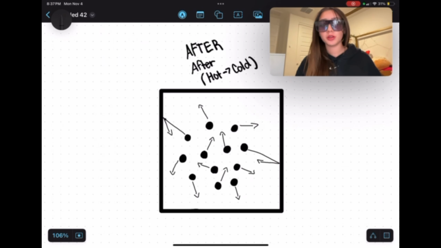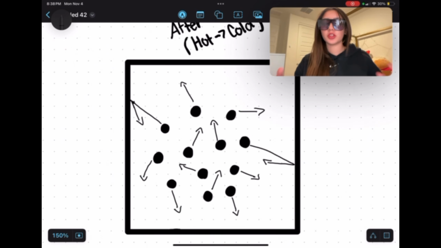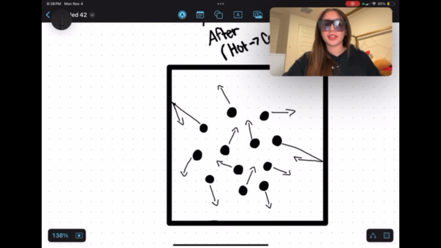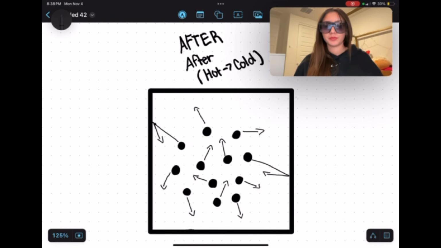Right, so now let's get to the after, which is when the hot bottle was placed into the cold ice water. Because the balloon was inflated just a little bit due to the temperature increase, when the temperature decreased, that caused the balloon to deflate again. So, that's why in this particle diagram, the particles begin to slow down once more.